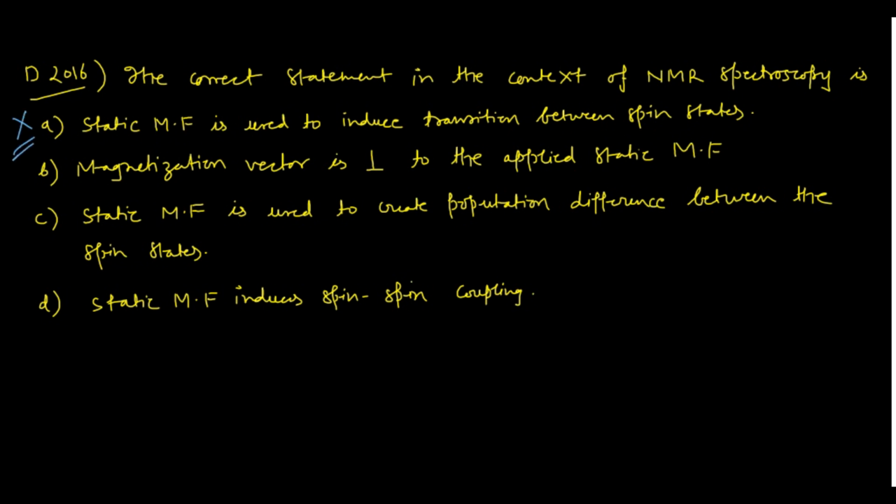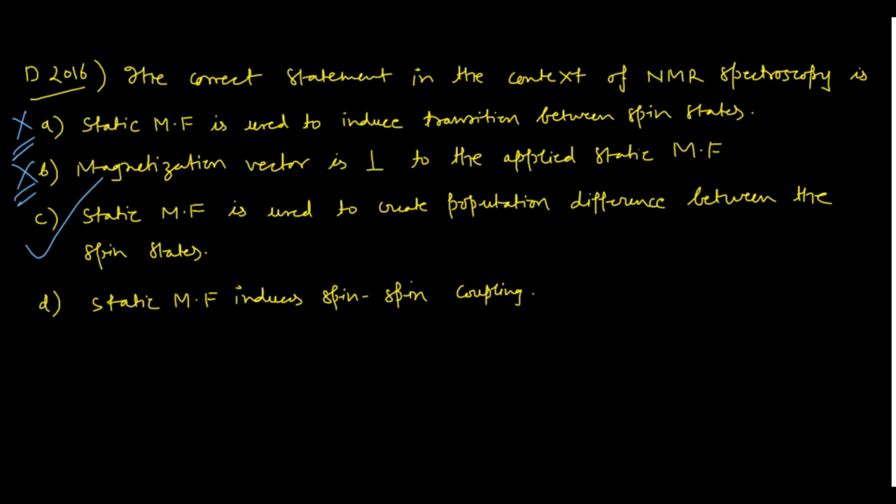Okay. And what does option B say? The magnetization vector is perpendicular to the applied magnetic field. No, it is not perpendicular. It is actually parallel to the magnetic field. Again, this cannot be your answer. Now, what does option C say? The static magnetic field is used to create a population difference between the spin states. Yes, definitely. This is the correct option. This option C is the correct option.